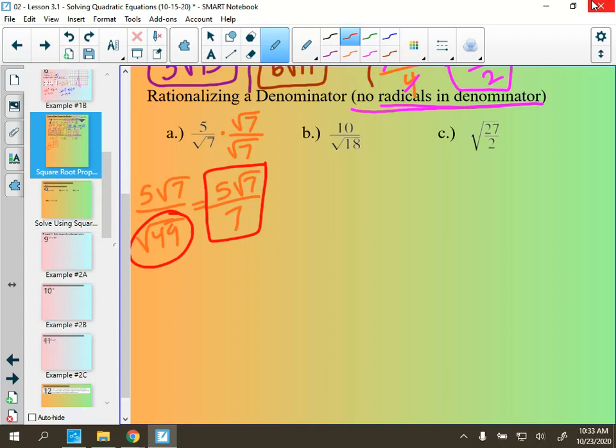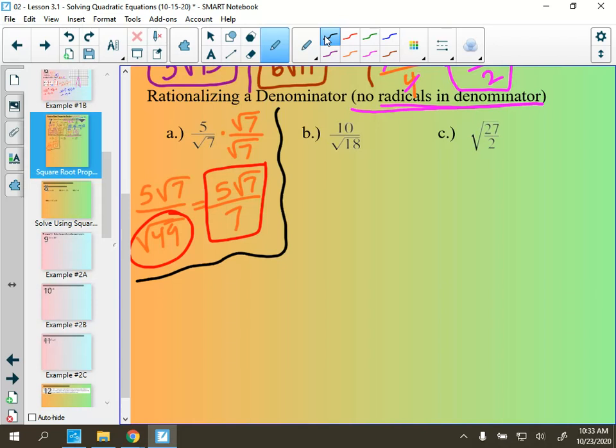B's got a little bit more going on. Let's see if I can kind of section this off here. I'll try to use as much space, but keep it readable. This 18 has the same initial issue: hey, there's a square root in the denominator. I've got to fix that. There's also some stuff tucked in there. There's a 9 and a 2, right? A 9 is a perfect square.